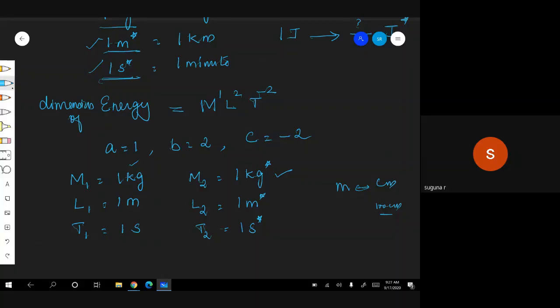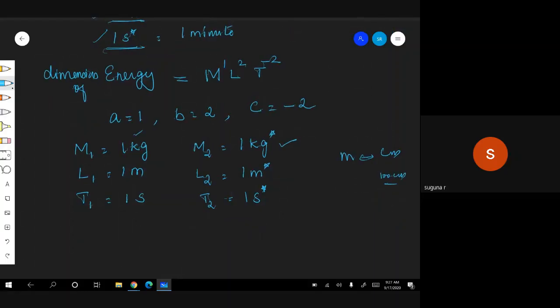Hope you are following, children. Okay. Is it clear? Therefore, M2. It is nothing but the unit I am writing. M1 by M2. What is your M2 here? M2 is equal to 1 kilogram star, and L2 is equal to 1 meter star, and T2 is equal to 1 second star. Right? That's it. Ma'am, then L1 should be kilometer, right?